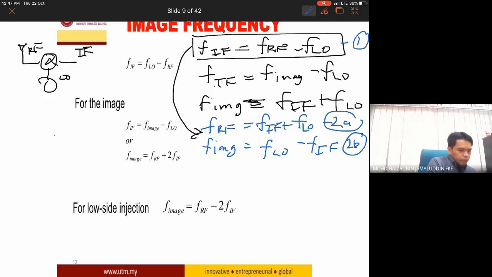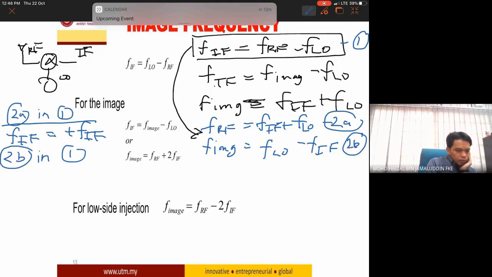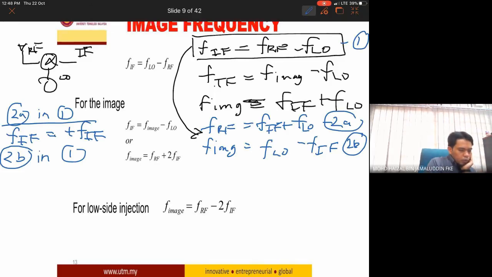Then we put 2A into 1. You take 2A into equation number 1: F_RF equivalent to F_IF plus F_LO goes into equation number 1, and you will have F_IF equivalent to plus F_IF. So this is 2A in 1, and you have the positive intermediate frequency. Then see equation 2B: you put the second one, F_LO minus F_IF, inside equation number 1, and you will have F_IF equivalent to minus F_IF.